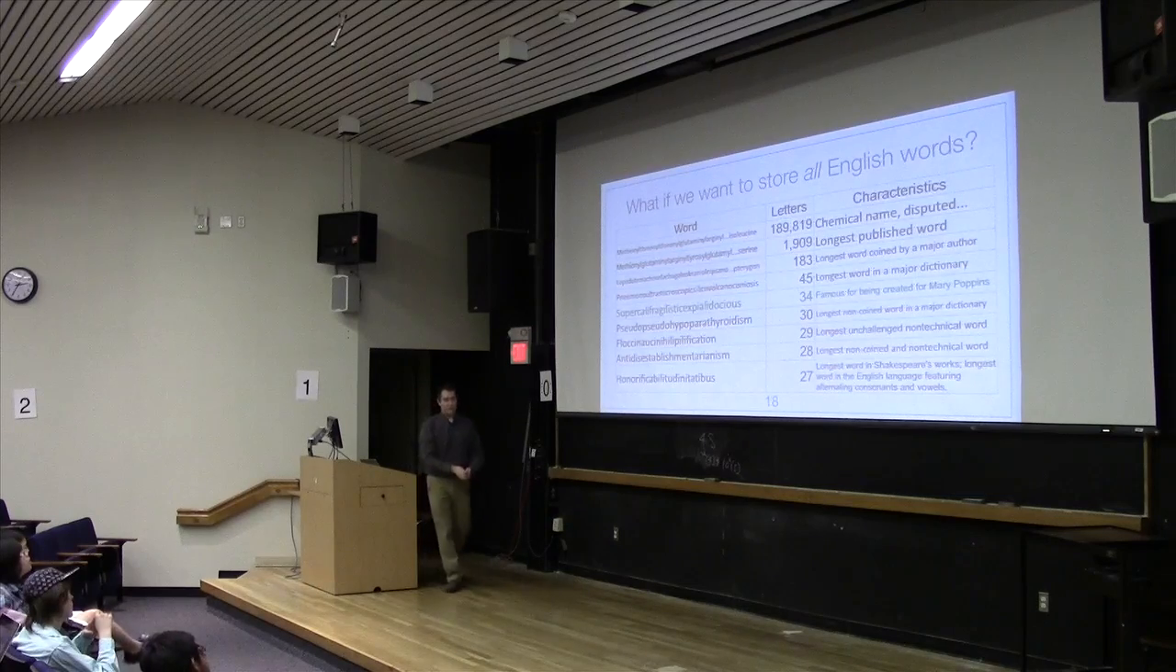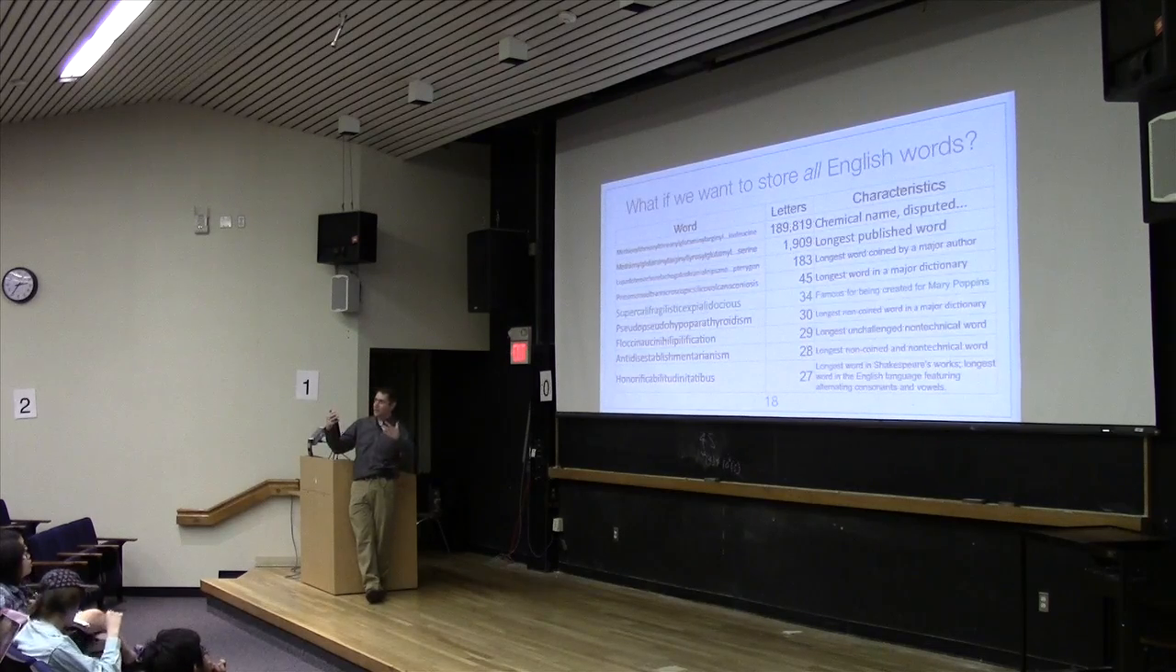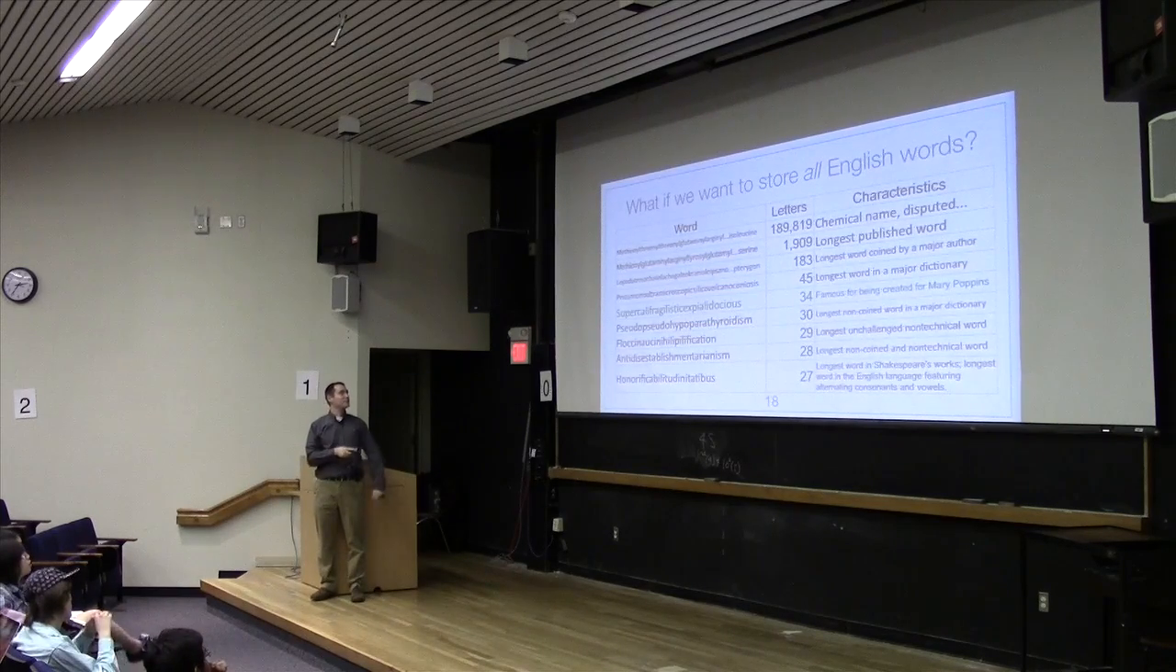Here's what we were talking about earlier. What if you wanted to store longer words? Turns out there's a word that has 189,819 characters in it. Now, this is actually a disputed word. It's a chemical name. Anybody in chemistry knows there's a formula for adding chemical names together. Well, somebody in chemistry came up with this giant molecule, and when you write it all out, it's 189,000 and change characters long.